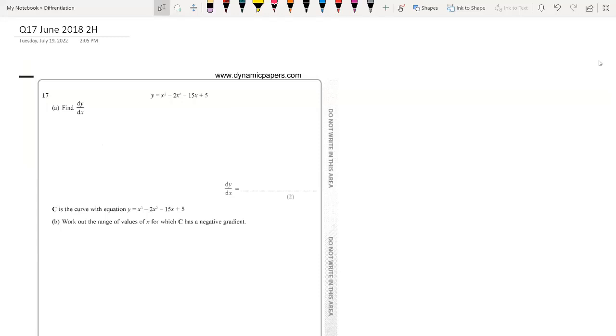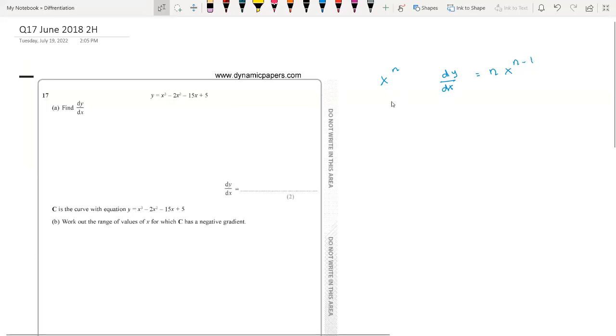Y equals x cubed minus 2x squared minus 15x plus 5. Find dy by dx. This is easy, 2 marks. In order to find dy by dx, you just remember the rule. If we have x to the power n, then dy by dx is equal to: put the power down, write x the same, and reduce its power by 1.